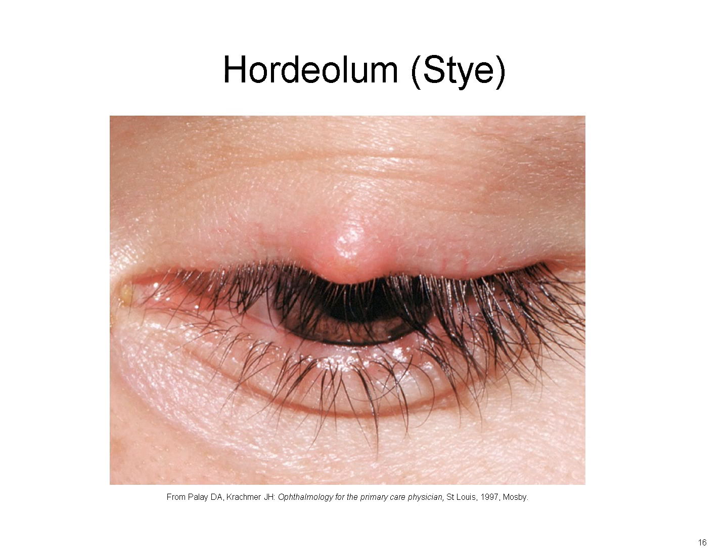A hordeolum, commonly known as a stye, is an acute infection of the eyelid, typically caused by Staphylococcus aureus. It presents as a painful, red, swollen bump near the base of the eyelashes and may produce pus. The infection can be external, affecting the eyelash follicle, or internal, involving deeper oil glands. Treatment includes applying warm compresses several times a day to promote drainage. In some cases, topical or oral antibiotics may be prescribed. Patients should avoid squeezing or popping the stye to prevent spreading the infection.